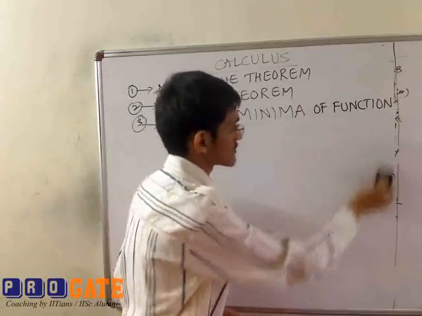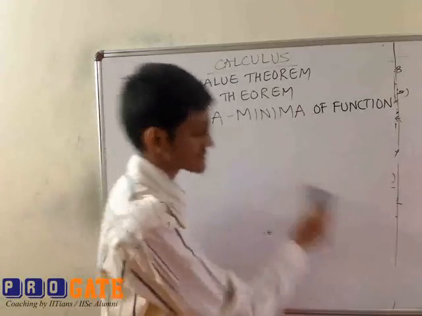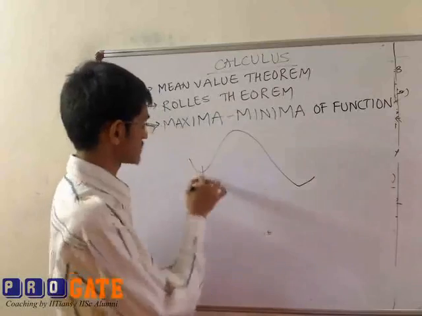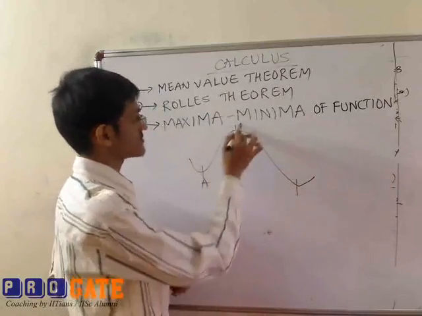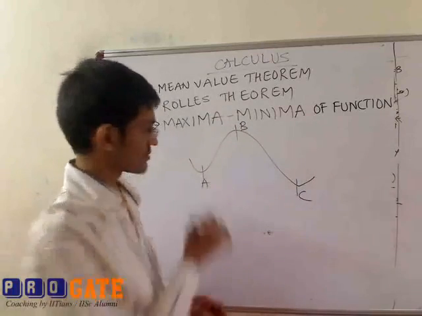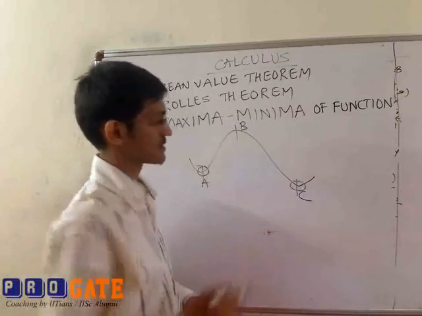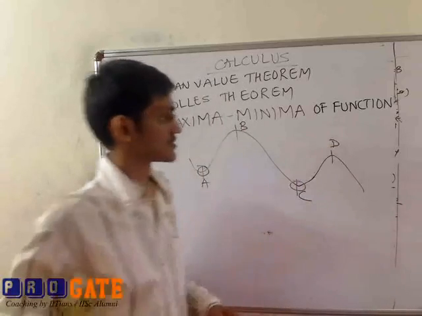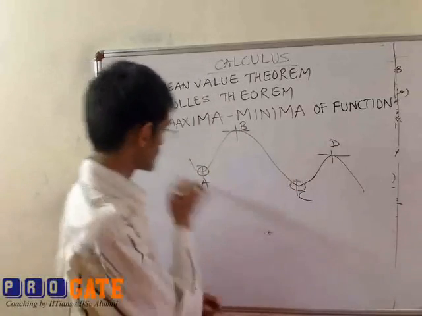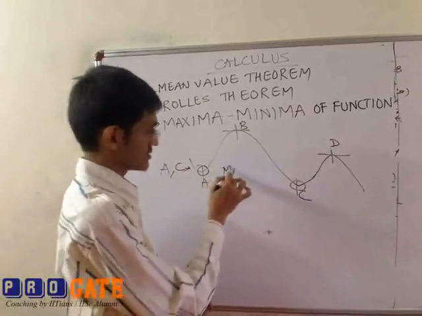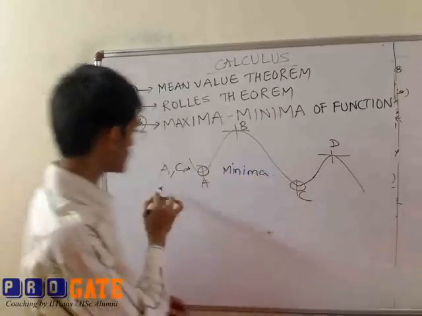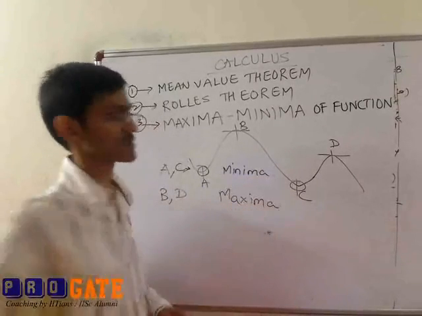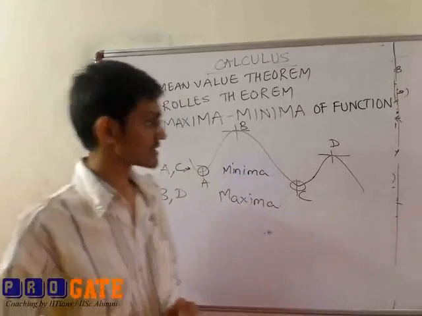When we say local, what does that mean? Local means the function, say something like that, you have points A, B and C, which I have denoted. Points A and C are having some minimum value. So A and C can be called the minima. B and D can be called the maxima points, but not the absolute maximum.